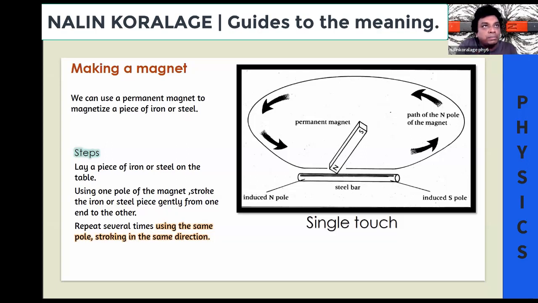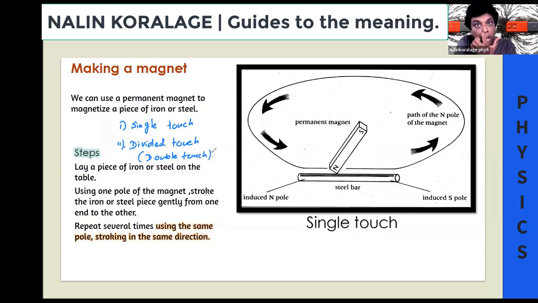Now, actually, there are two basic methods, right? Single touch method and double touch or divided touch method. Basically, we have something called the single touch method. I'll write this somewhere here. So number one is called the single touch method, and number two is called the divided touch, or sometimes we say double touch. Right. Don't worry, we are going to discuss these and how this can be done.